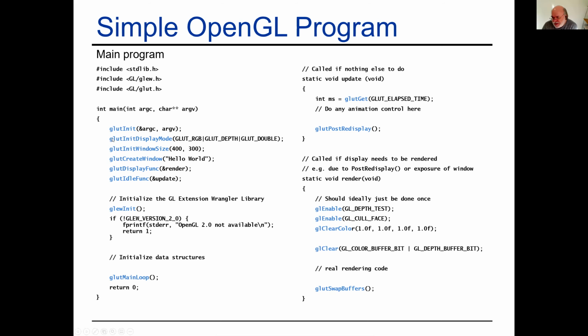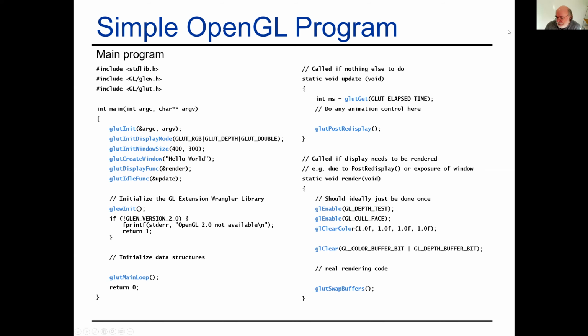We give those arguments to the GLUT init function, which actually picks out any standard command line arguments that GLUT understands. So for instance, you can specify the window size and the window position, and it grabs them from the command line and actually removes them from the command line. So you don't have to deal with those.